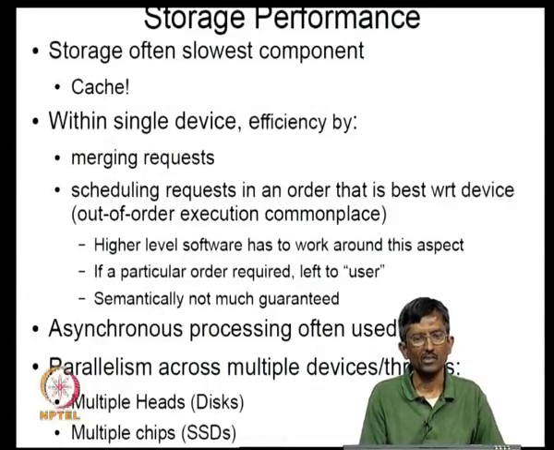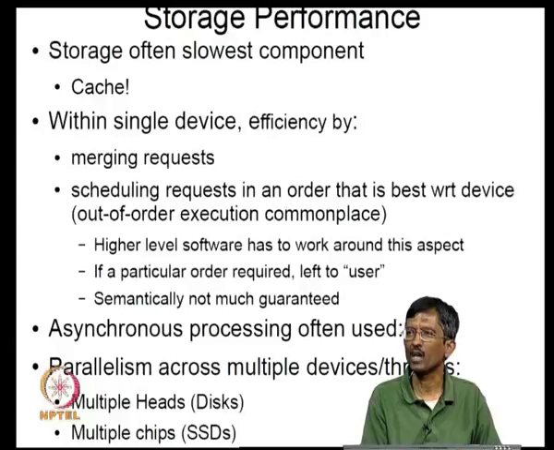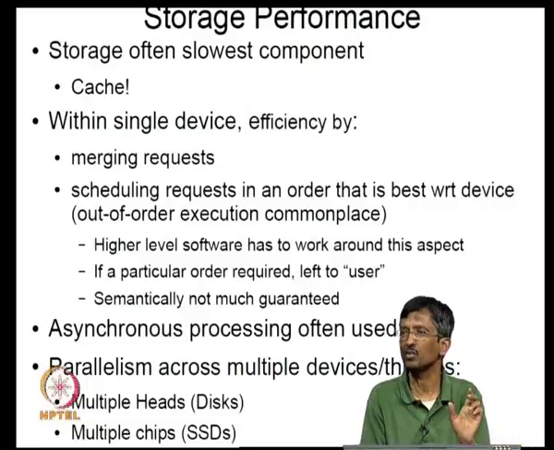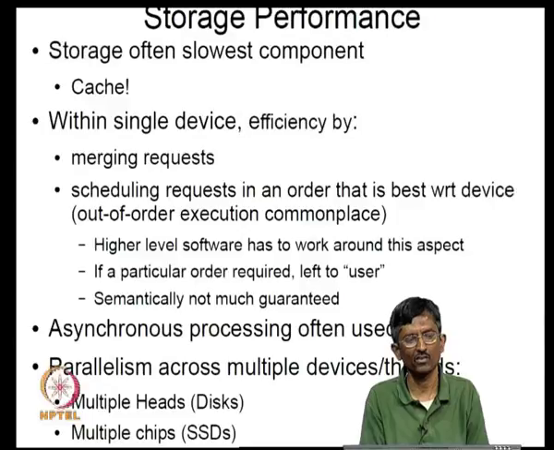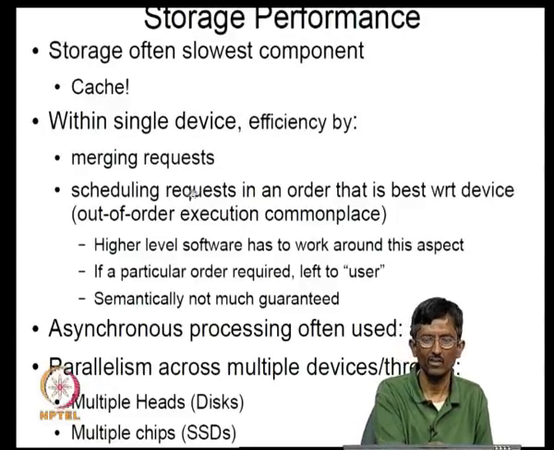Storage is often the slowest component. That's why I have to do caching. Within a single device, there are efficiencies from merging requests. I told you that 4 KB is too small. You want to go to larger sizes to use the bandwidth of the disks. You have to merge requests.